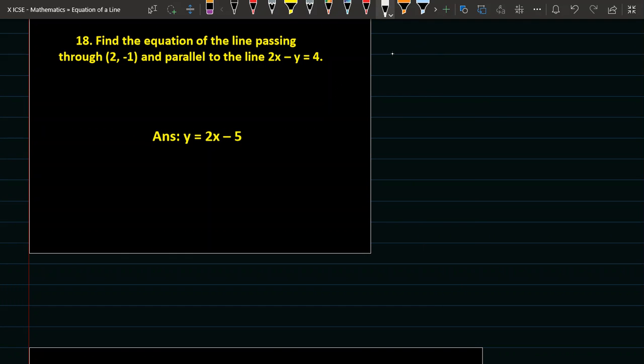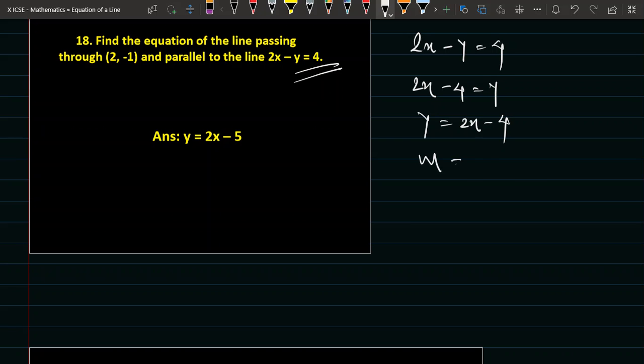Okay, so I have to find the equation of a line which is parallel to 2x minus y is equal to 4. Now see the equation 2x minus y is equal to 4. What is its slope? 2x minus 4 is equal to y. So y is equal to 2x minus 4. So the value of slope is 2. For this line, the value of slope is 2. I have to find the equation of another line which is parallel to this given line.